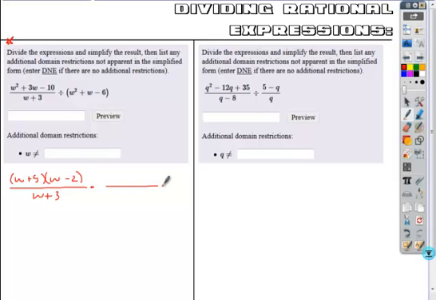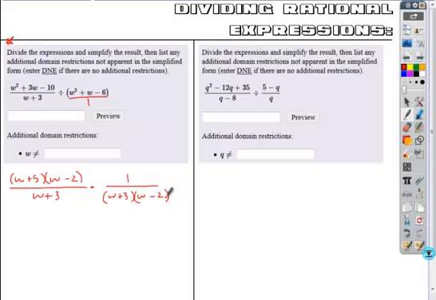I'm going to invert and multiply. So I'm going to treat this as a single fraction. So my 1 moves from the denominator to the numerator. And I'm going to factor my denominator now. The two factors of negative 6 whose sum is positive 1: plus 3 and minus 2. Okay, so that's the first step.